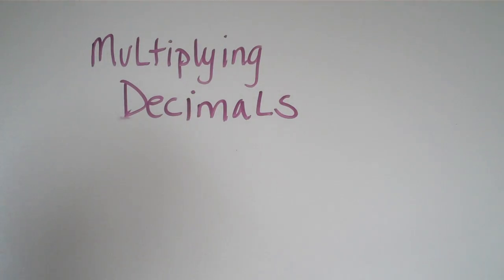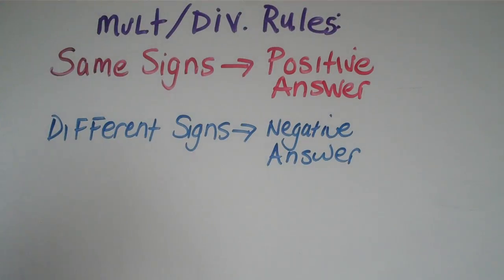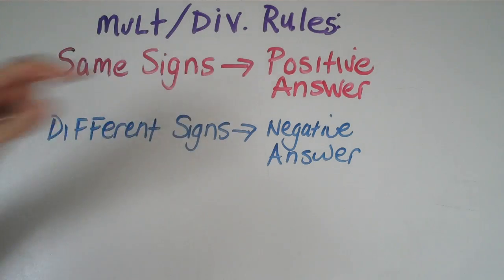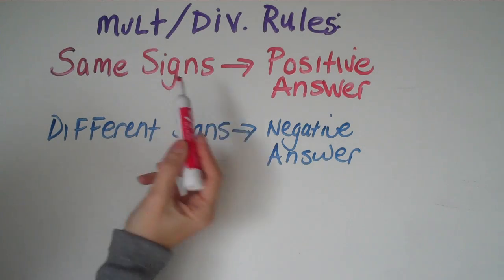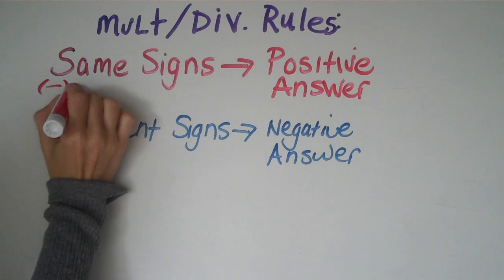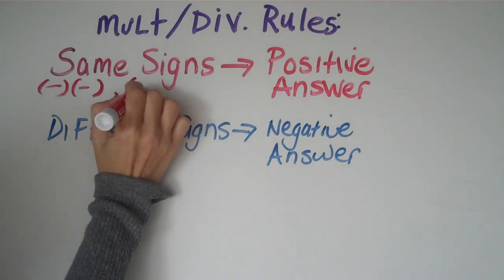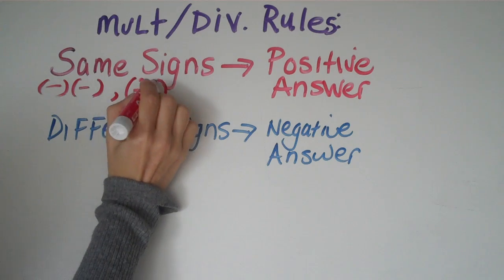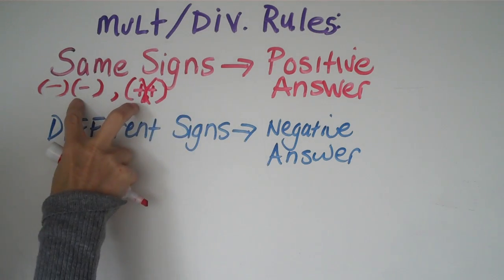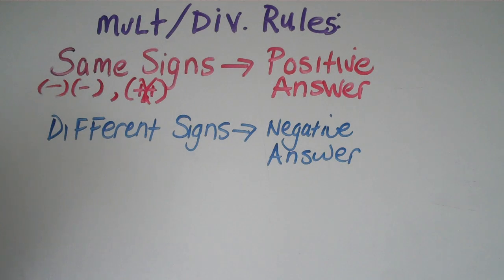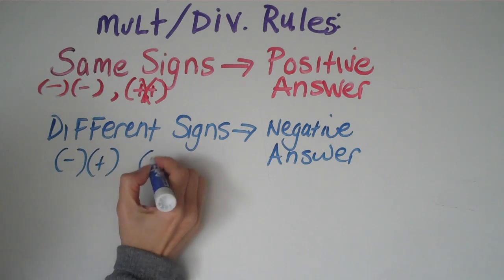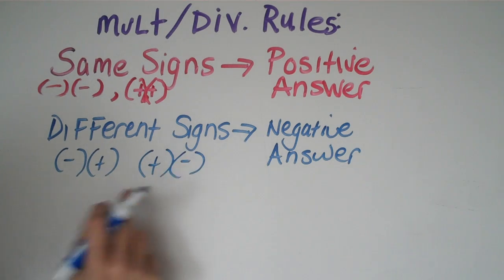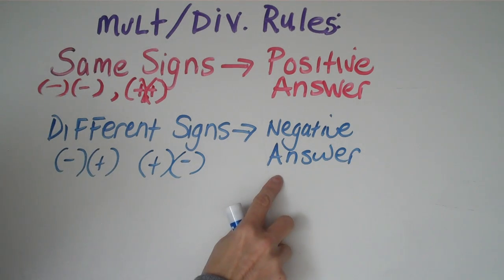Okay, let's talk about multiplying decimals. For multiplication and division, the rules are the same, and they're really important rules to remember. If you have the same signs, like a negative times a negative or a positive times a positive, you're always going to get a positive answer. If you have different signs, like a negative times a positive or a positive times a negative, you will always get a negative answer.